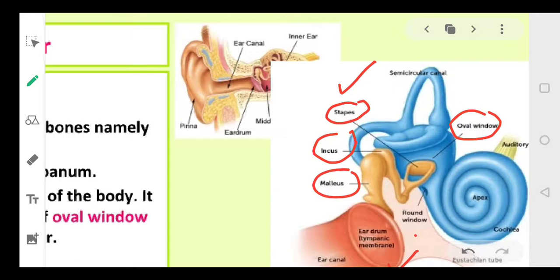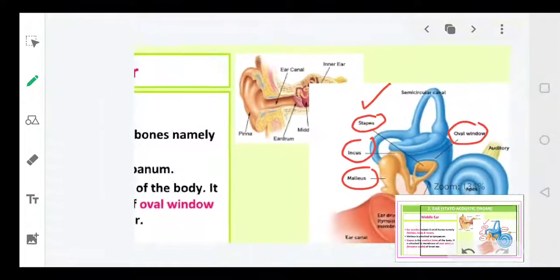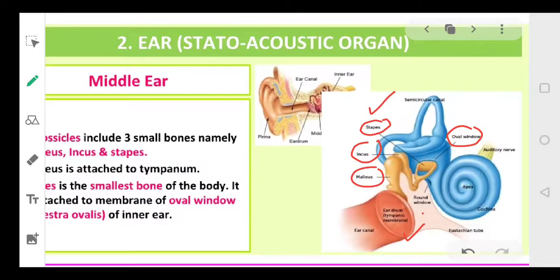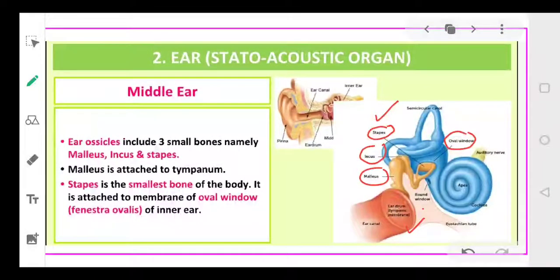And your stapes is connected to your oval window. Oval window is the part of the inner ear. So in the middle ear there are 3 bones: stapes, incus and malleus. Malleus is connected with the ear canal or the eardrum. Stapes is connected with the oval window, and stapes is the smallest bone in your ear.